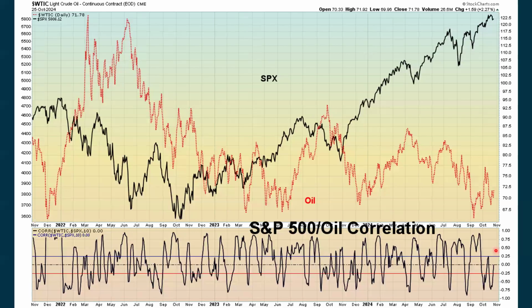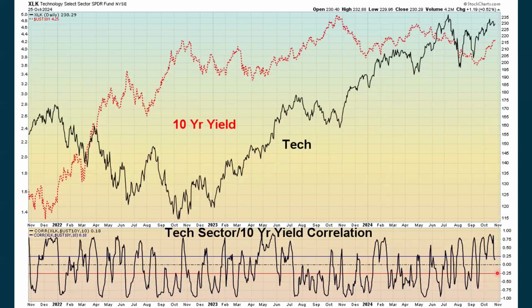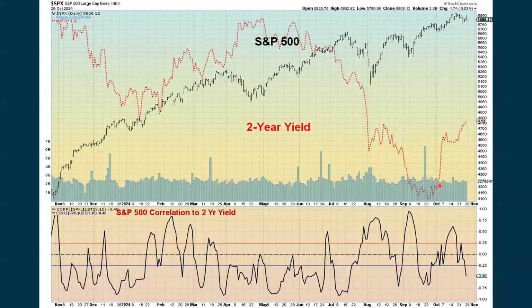The correlation between the S&P 500 and oil is neutral. You can't get much more neutral than zero with this ratio. We look at the S&P to the 10-year yield, having a slight tendency to go in opposite directions, but coming out of it, giving a neutral reading. And then we look at the 10-year yield with tech also coming in and being more neutral right now. And then we also see the S&P 500 to the 2-year yield, after being neutral for quite a while, is now having a slight tendency to go in opposite directions.